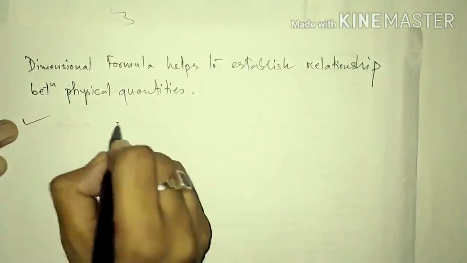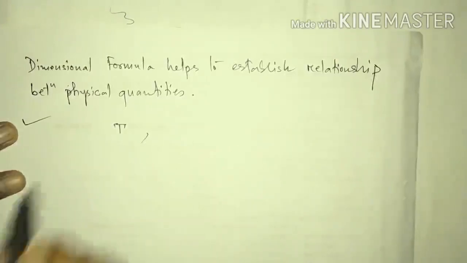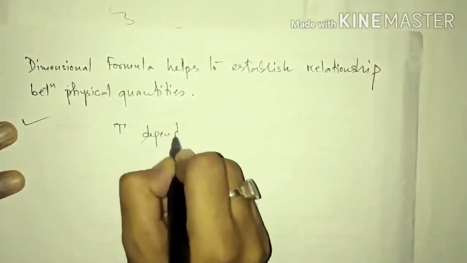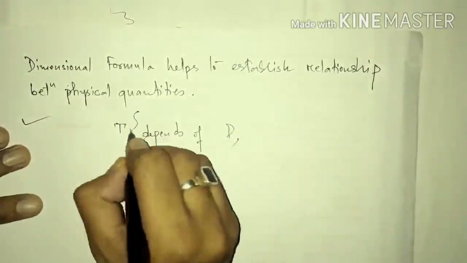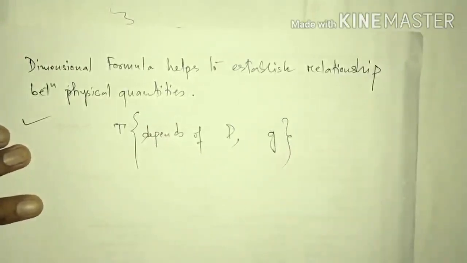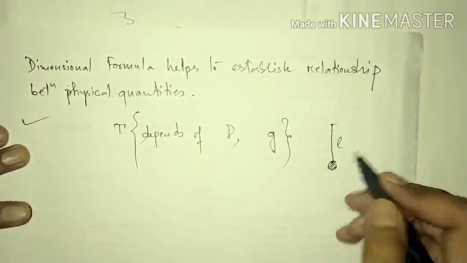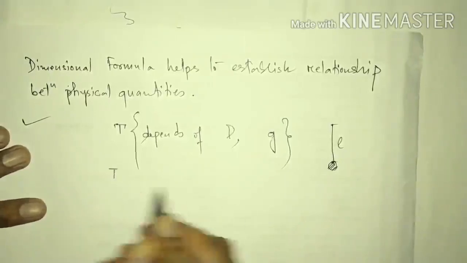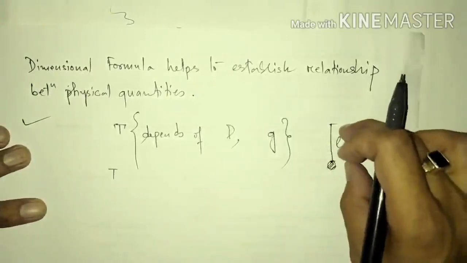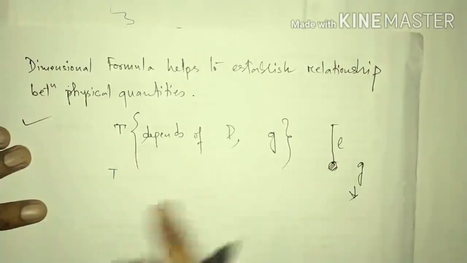Suppose I tell you the time period of a pendulum, represented by T, depends on the length of the pendulum L and the acceleration due to gravity g. Just suppose I have a pendulum, a simple pendulum, and this is the length. Time period means the time it takes to complete one oscillation. This is what is called the time period. I am giving you the information that the time period of this pendulum depends on length and the acceleration due to gravity. And you have to give me the exact relationship, the actual formula of the time period connecting with L and g.